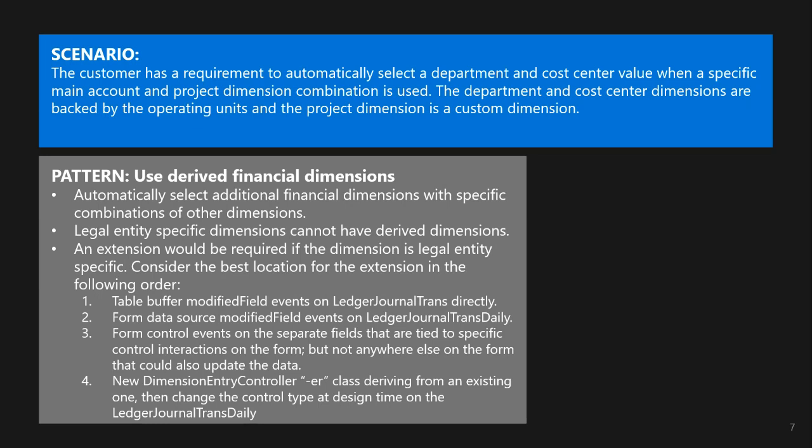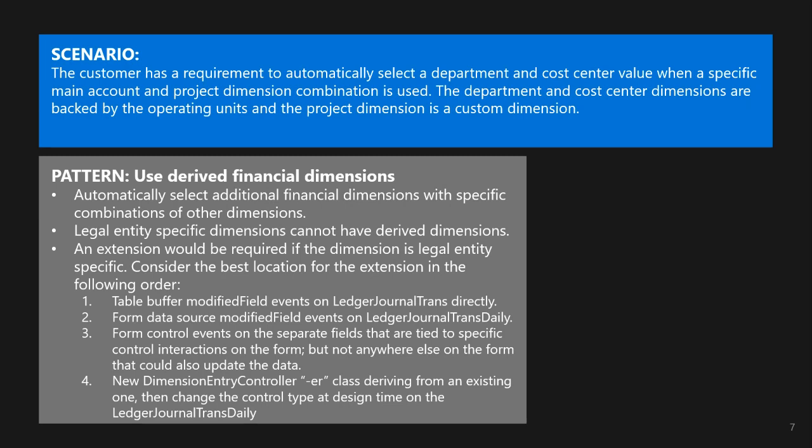And the guidance for the extension would be to target the general journal or whatever specific form you need this behavior on, such as Ledger Journal Trans Daily, which is the general journal form, or whatever form it might be. You might also do it at the table level, for Ledger Journal Trans, where it would catch all of the journals if you need to do it for legal entity specific.